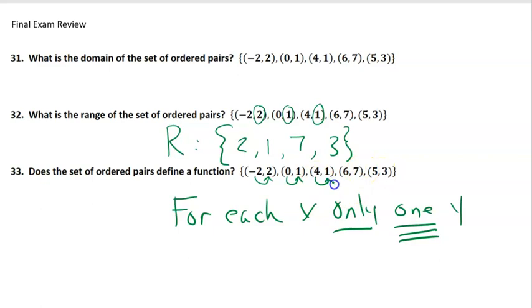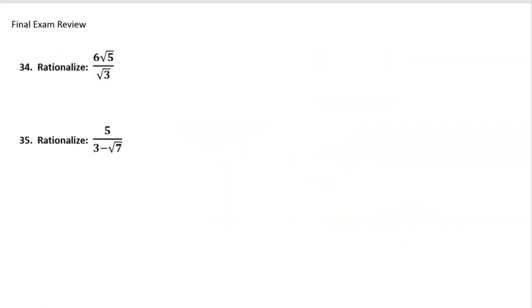For 4, there's only one y, it's 1. For 6, there's only one y, it's 7. For 5, there's only one y, it's 3. And most people look to see if the x's repeat. And if they don't, then likely the answer is yes. But there is a situation that if they repeat and you have the same y value there, then it still could be a function. So be really careful. Somebody could be sneaky about that. All right, we're almost done.